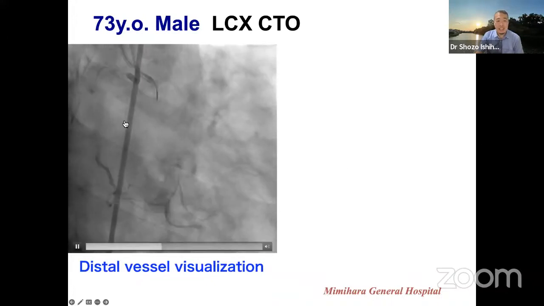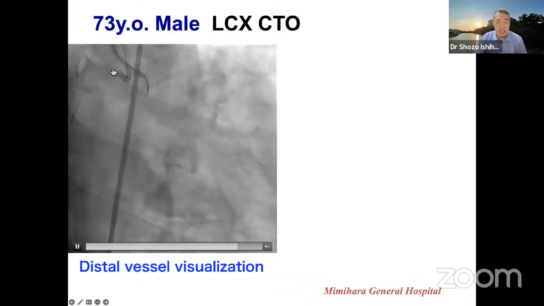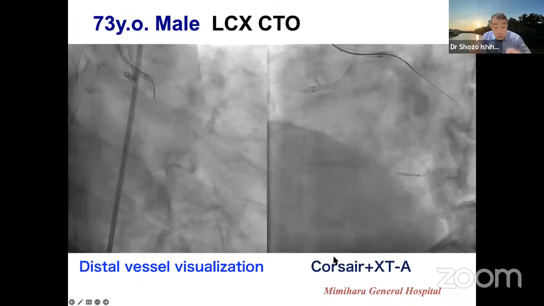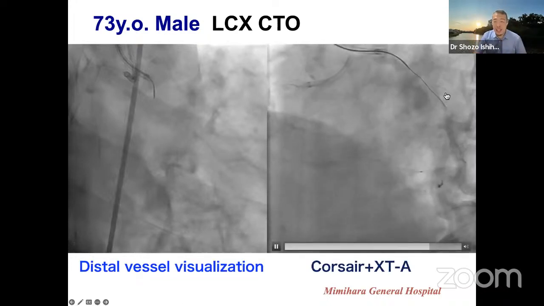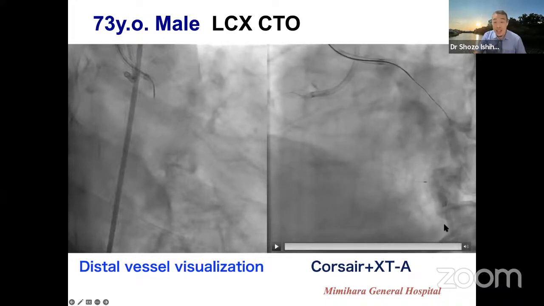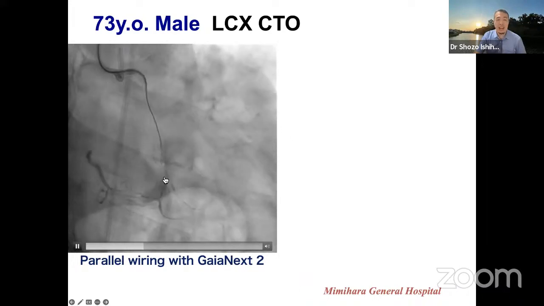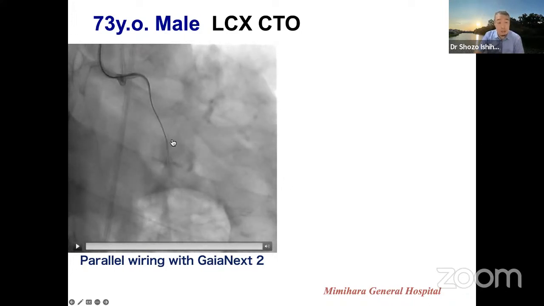And to reduce the contrast volume, antegrade, retrograde microcatheter, and also antegrade, this is the Corsair. Using this kind of microcatheters is to reduce the contrast. And starting with Corsair and also the XTA guide wire. But XTA is in the false lumen, so subintimal space, so using parallel wiring with Gaia Next 2 like this.